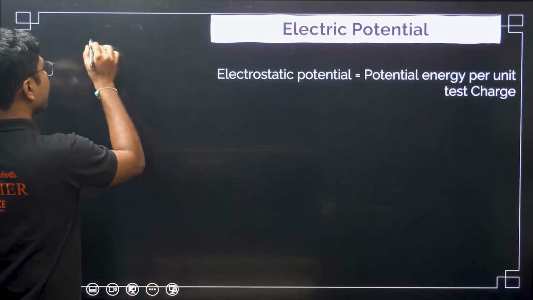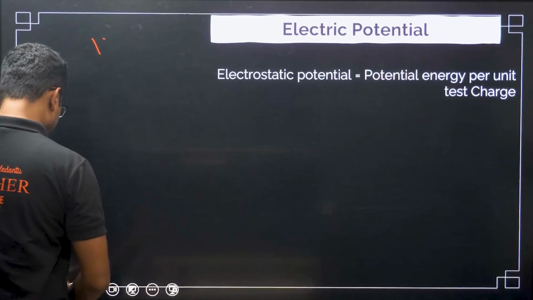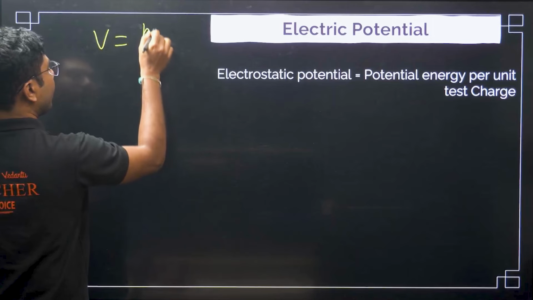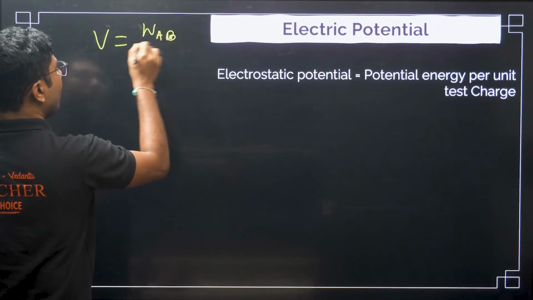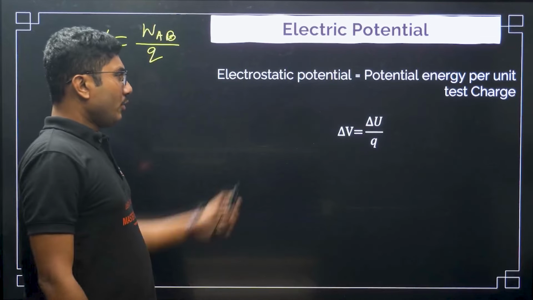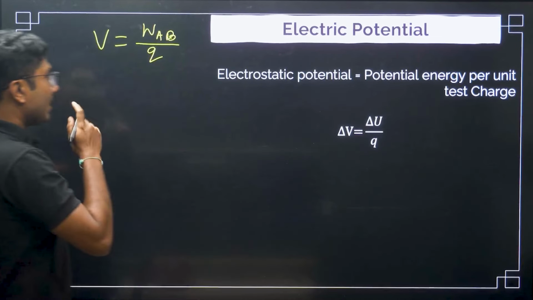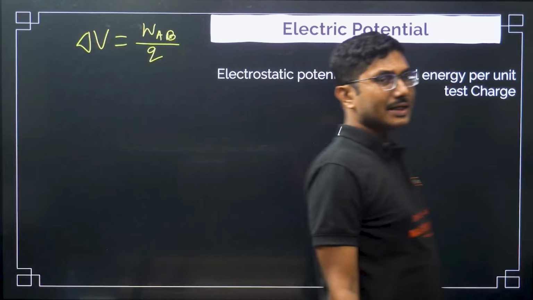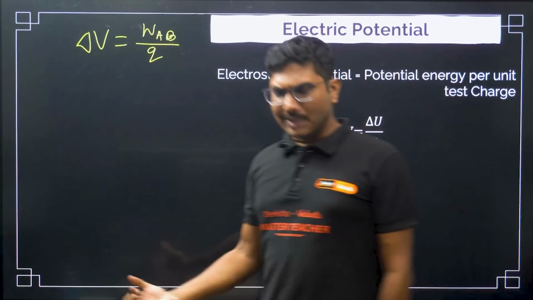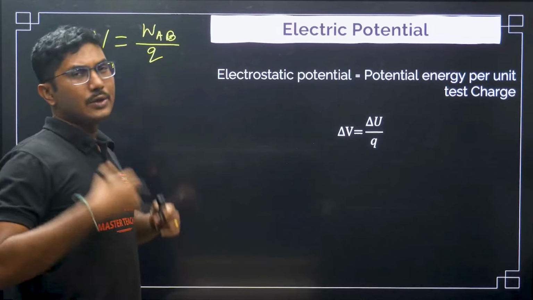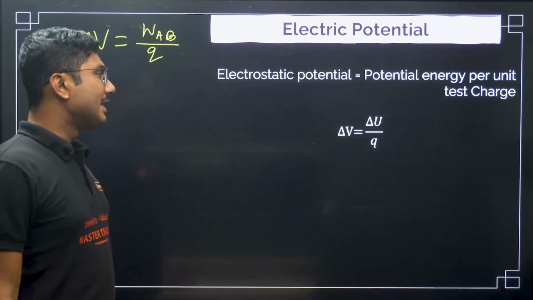For example, potential is basically given by the work that you have done to move the charge divided by the charge. Okay, so delta V is equal to delta U by Q. And again we generally mention it in terms of delta V, that is the difference in potential. Exact potential we will calculate in many cases, but mostly we are interested in potential difference.